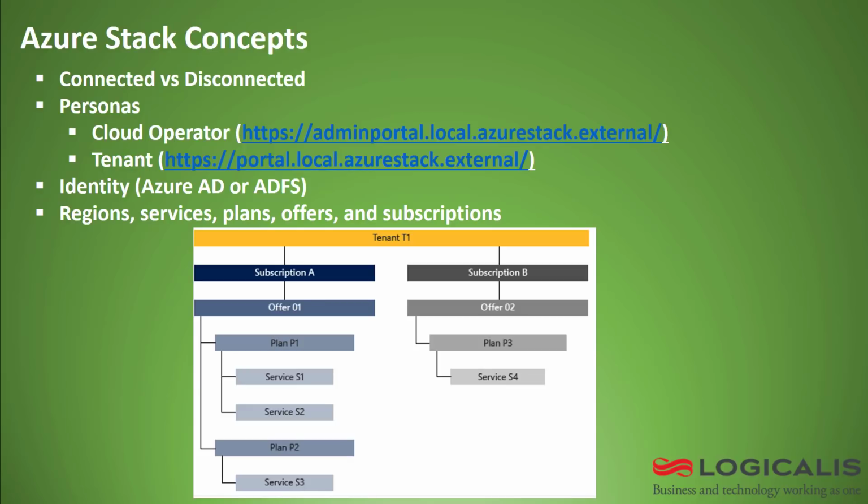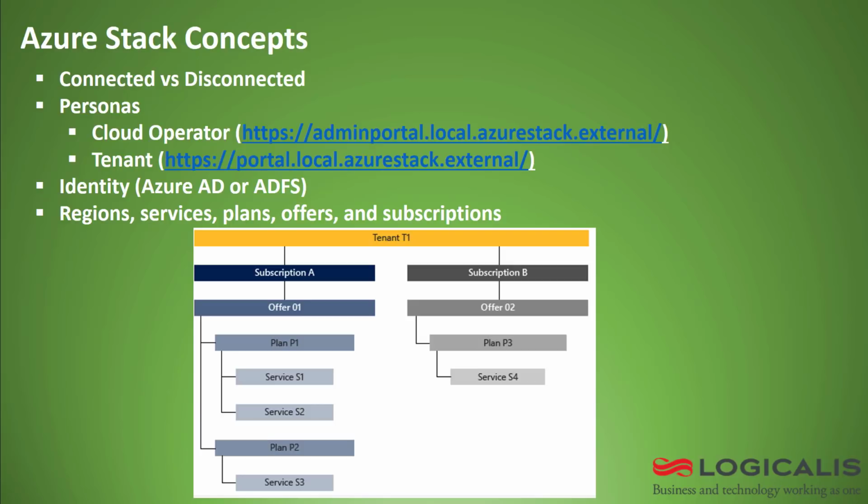right? And the difference here is that when you use Azure public cloud, you have one single common URL. But in this case, the cloud operator, which is the administrator, has a different portal, and the users, which are the tenants, have a different portal, which is showing on your screen, right? But I think this is pretty straightforward.